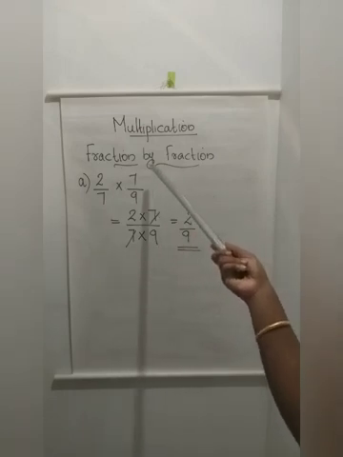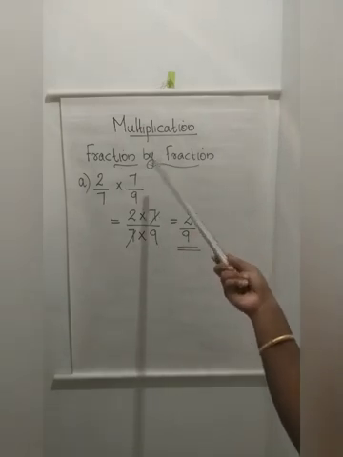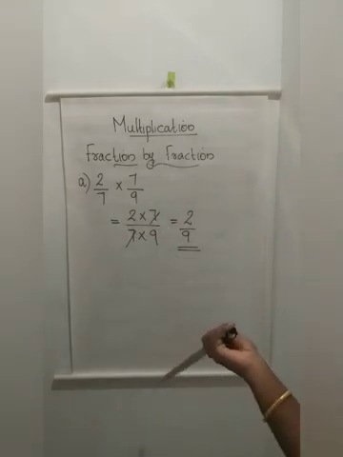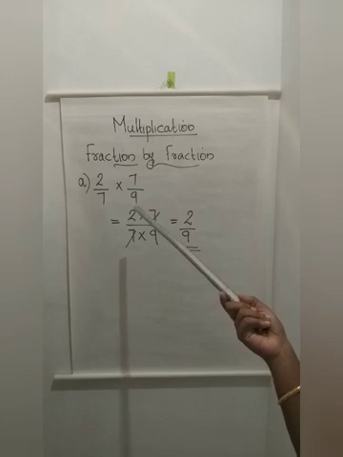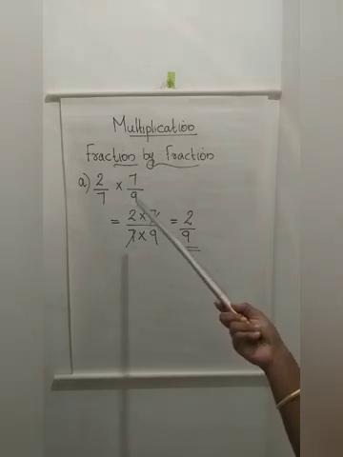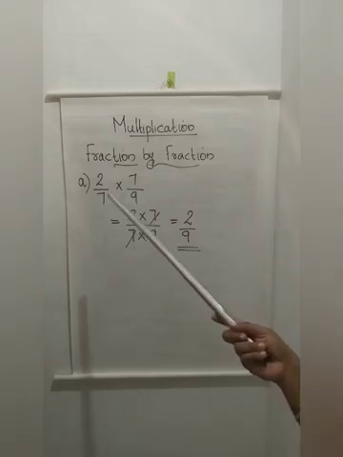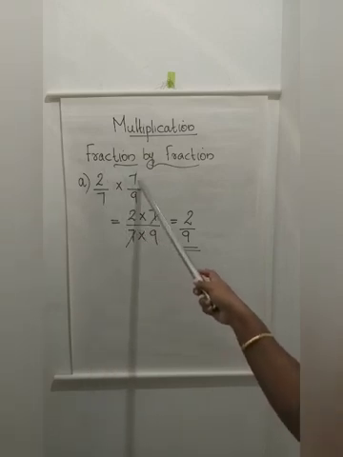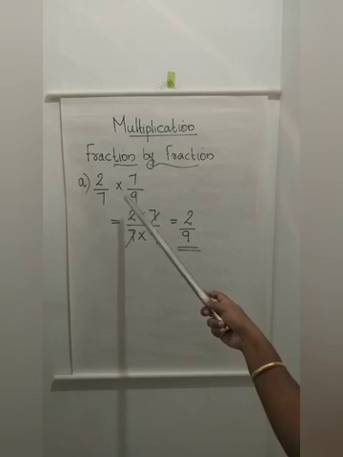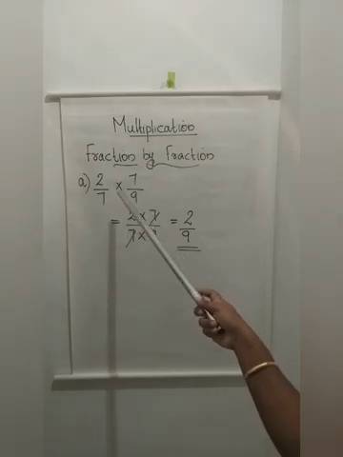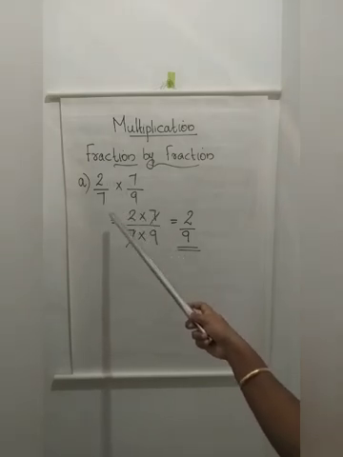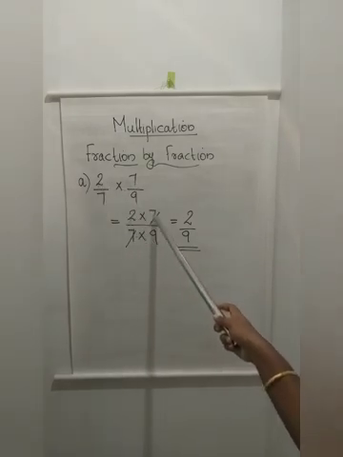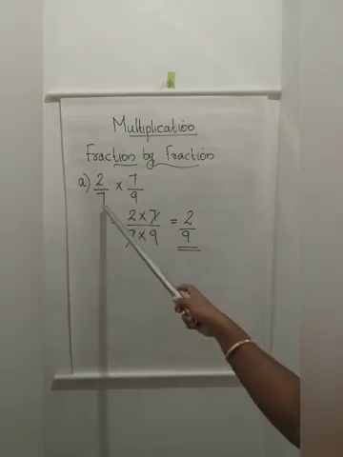In the previous class we discussed the multiplication of a whole number by a fraction and a fraction by a whole number. Today, fraction by fraction. The procedure is the same. We are multiplying in the same way itself. Here, first example, 2 by 7 into 7 by 9. I said we will multiply the numerator with the numerator, denominator with the denominator. So what are the numerators here? 2 and 7. So 2 into 7, denominators 7 into 9.